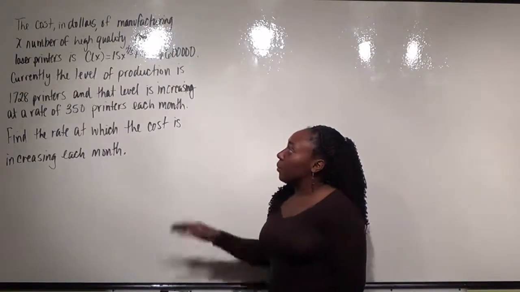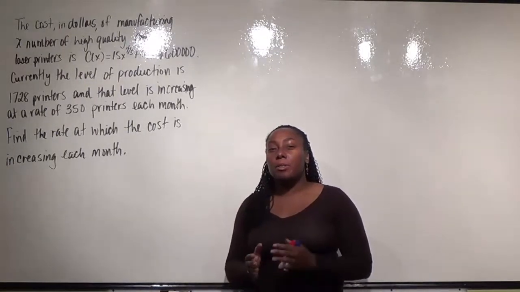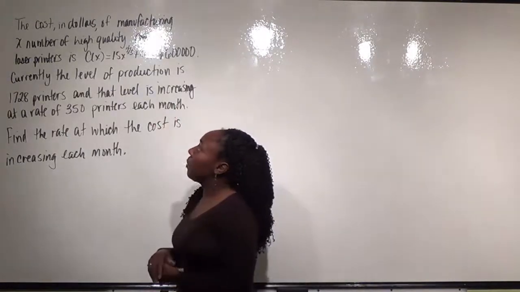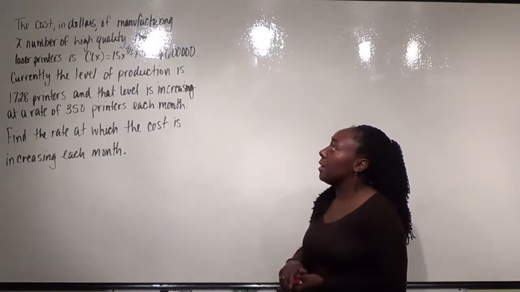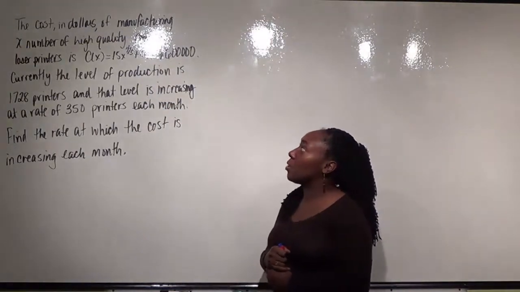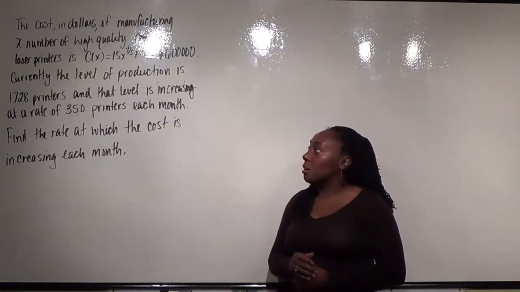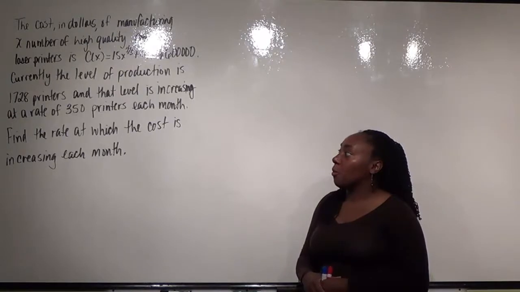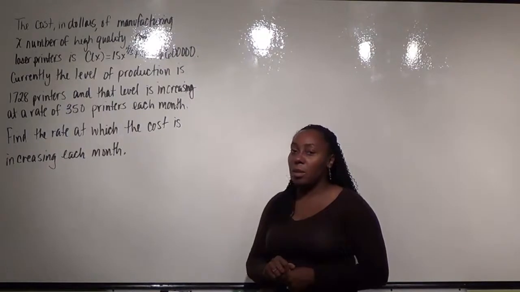In this next example, we're going to look at a slightly different type of related rate problem, one where it's not so much geometry, but more based on the formula. Okay, so in this example, the cost in dollars of manufacturing x number of high-quality computer laser printers is given by this equation, 15x^(4/3) + 54x^(2/3) + 600,000. Currently, the level of production is 1,728 printers, and that level is increasing at a rate of 350 printers each month. We want to find the rate at which the cost is increasing each month.